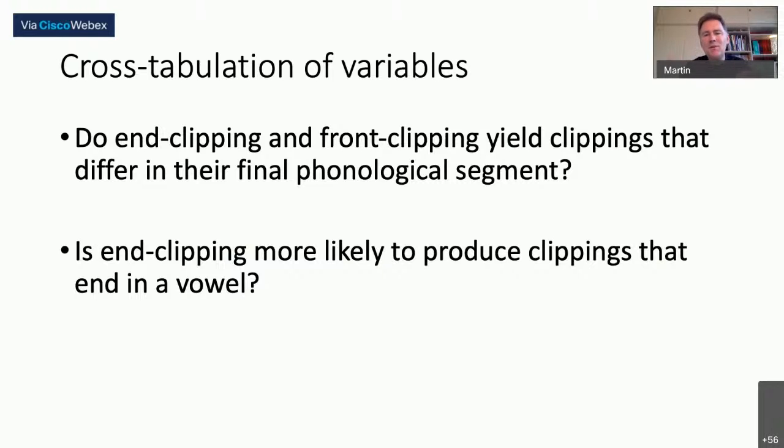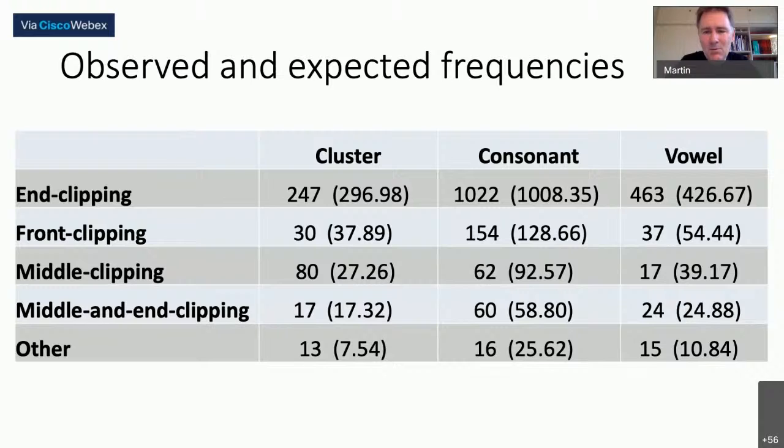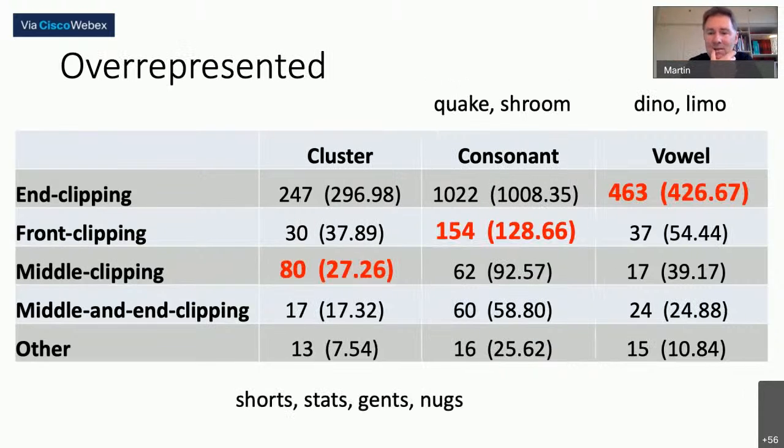So here's, by now you're familiar with this kind of table here. If we, again, inspect the cells in this table and check observed and expected frequencies, we see that there are a number of interesting tendencies. So middle clippings have a tendency to end in a consonant cluster because of forms such as shorts, stats, gents, nugs. And you recognize these as plural forms that are technically end clipped but retain the plural S.